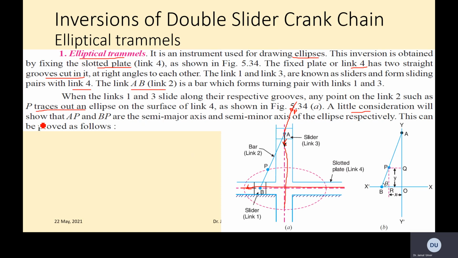A little consideration will show that AP and BP are the semi-major axis and semi-minor axis. You know that in an ellipse, you have one minor axis and one major axis. The major axis is the longer axis and the minor axis is the smaller axis. So this side is the minor axis. And when you have a circle, they are the same. Minor and major axis are the same, which is equal to the diameter. This can be proved as follows.